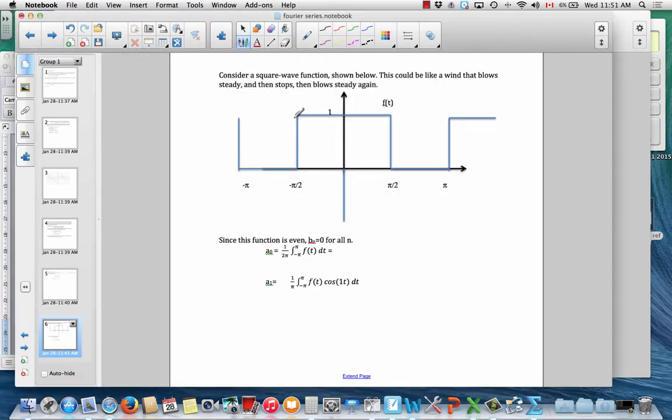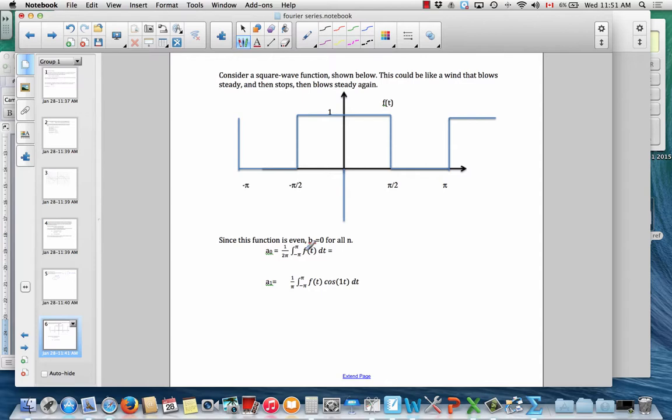So here we see the function is from minus pi up to pi. So that's a period of 2 pi. And it's 0, and then it's 1, and then it's 0 again. So it's an even function because it's symmetric about the y-axis, and that means the bn's will be 0. Let's find the an. So we start with a0.